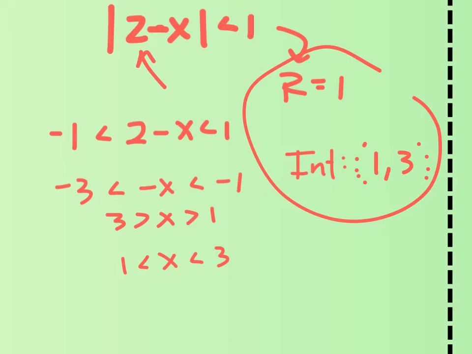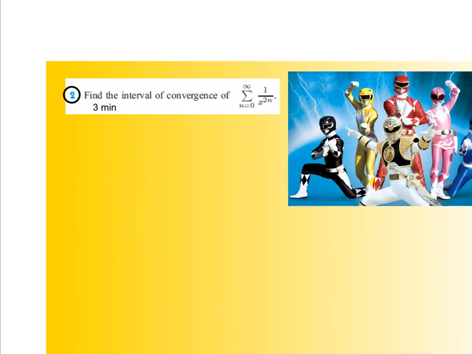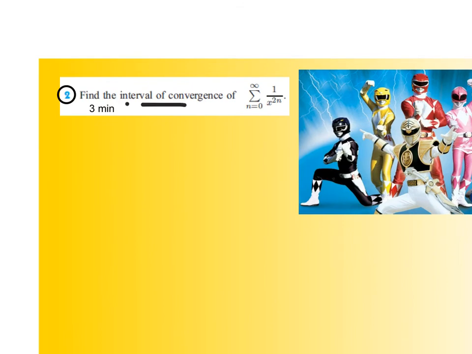Alright, so that's just a nice little intro to radius and interval of convergence. I think I'm going to do one more problem on the next page because it's kind of goofy. So you can hang around for that or call it a day. Alright, so let's look at this one. We want the interval of convergence, which means we need to find the radius first. So I'm going to employ the ratio test.